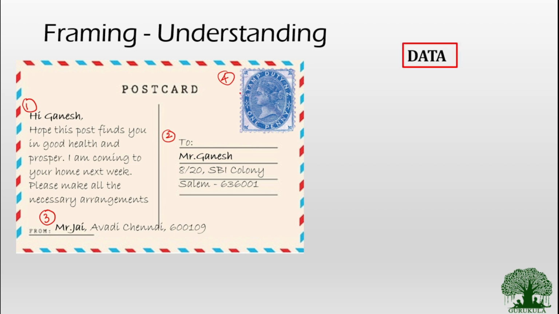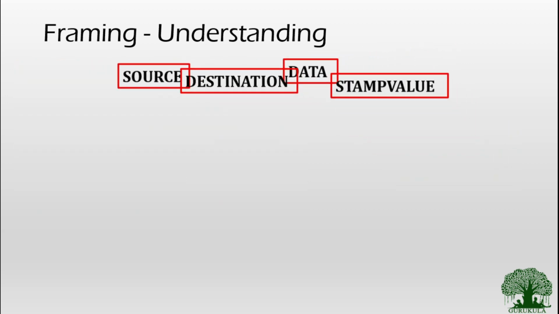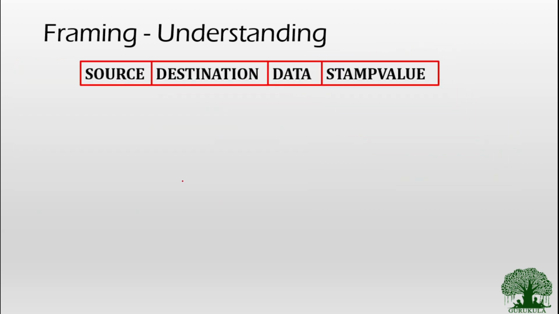So when I put all these things, I need data, I need a source address, and I need a destination address, and finally I need a stamp value. All this data is embossed in this particular postcard. Only now can this postcard be rightly delivered to the right person. So arranging all this necessary information in a particular format is what we call the process of framing.